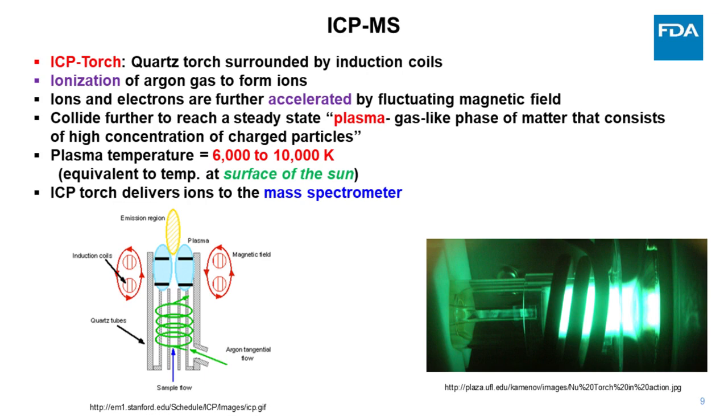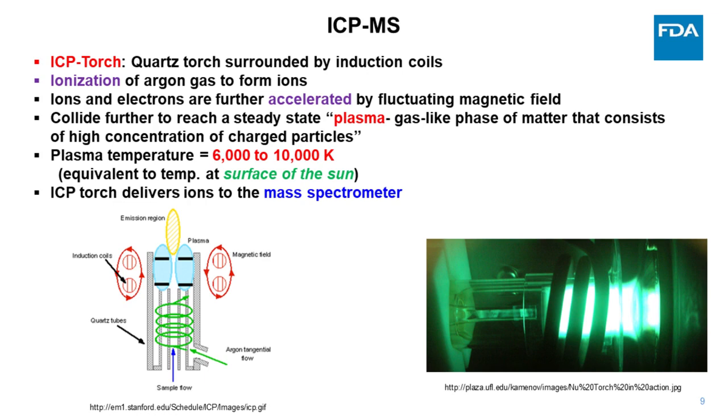With this, I will briefly talk about ICP-MS. ICP-MS stands for inductively coupled plasma mass spectrometry. Basically it is in two parts, ICP and MS. We have an ICP, which is the torch, and we have the mass spec connected to it.